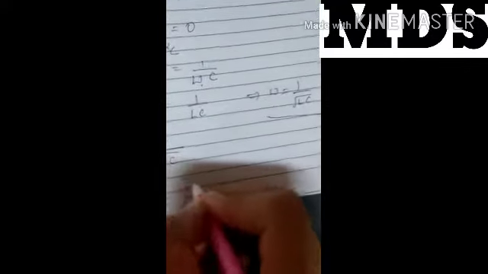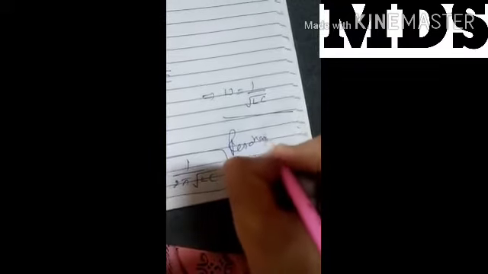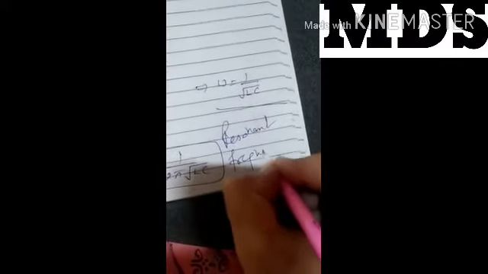Clear now? For the resonant frequency, we can also write omega as 2 pi nu, and here 1 by under root LC. Then nu equals 1 by 2 pi under root LC. This is the resonant frequency. Clear now?